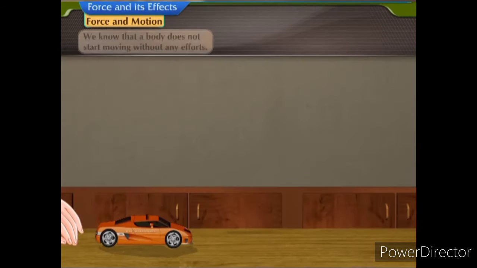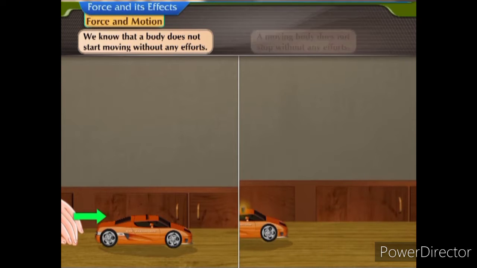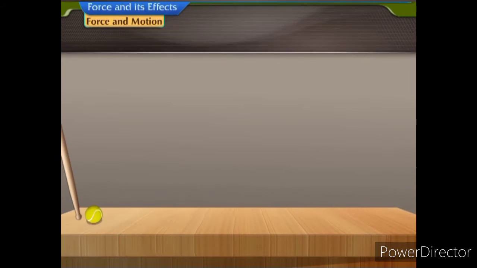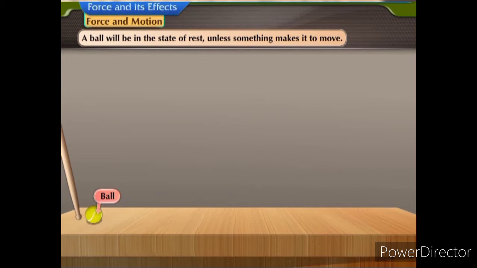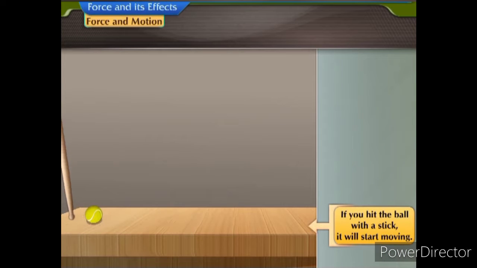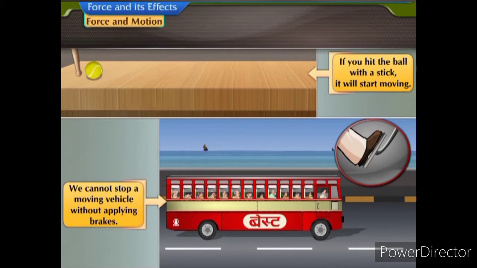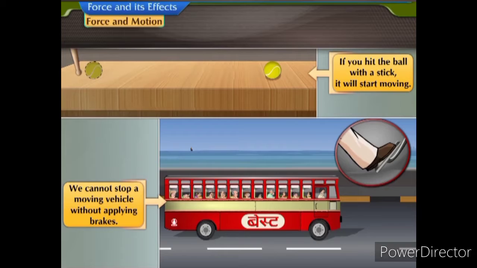Force and motion. We know that a body does not start moving without any efforts. Similarly, a moving body does not stop without any efforts. A ball at rest will be in the state of rest unless something makes it move. If you hit the ball with a stick, it will start moving. We cannot stop a moving vehicle without applying brakes.